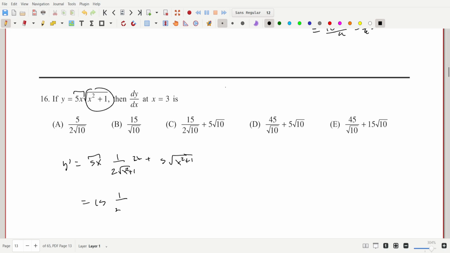15, 1 over 2 root, I guess that's 9 plus 1, root 10, times 2 times 3, plus 5 times root 10. Okay, and that's going to be, let's see, 15 times 2 times 3, the 2's cancel, it's convenient. You get 45 over root 10 plus 5 root 10, I think that's D. Yep.